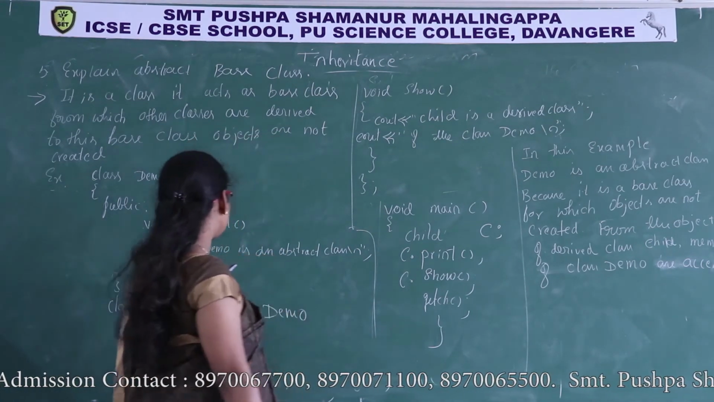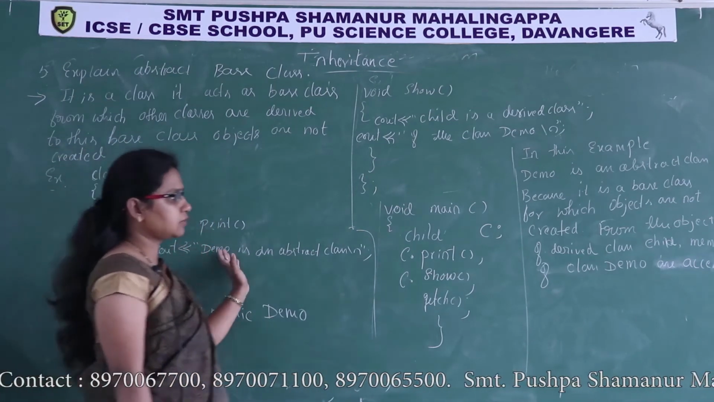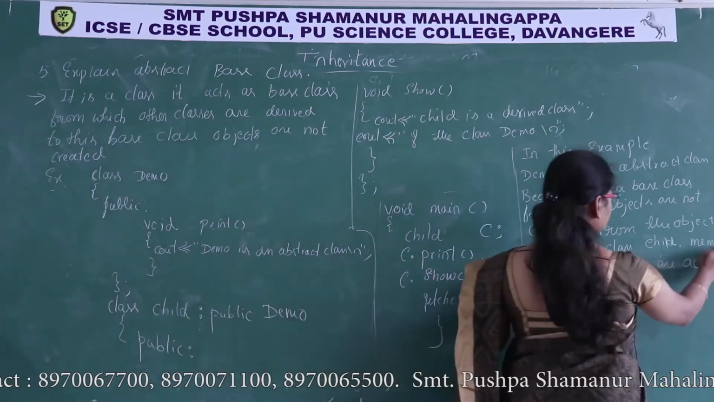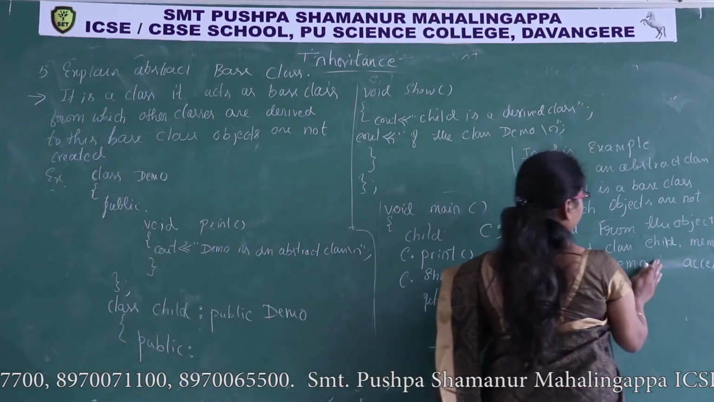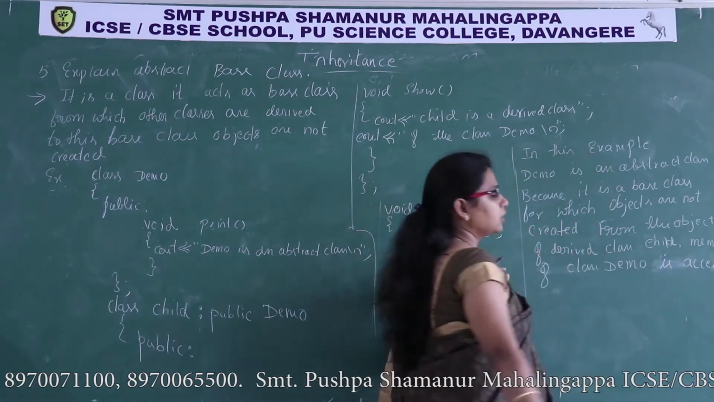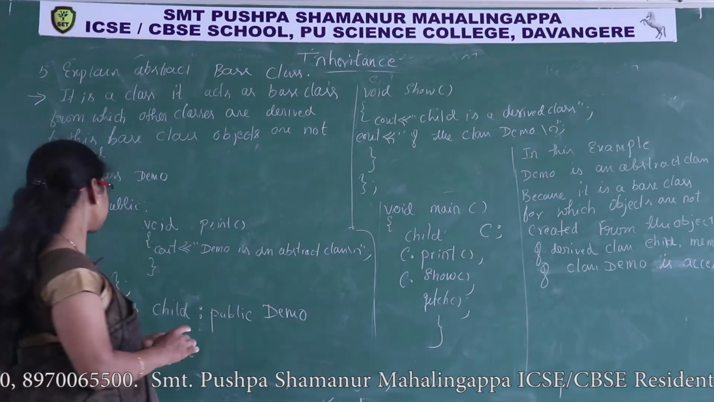What are the members of class demo? Print is a member. It's having only one member. Member of class demo is accessed. Only one function is there now. Like this, you have to write the explanation.